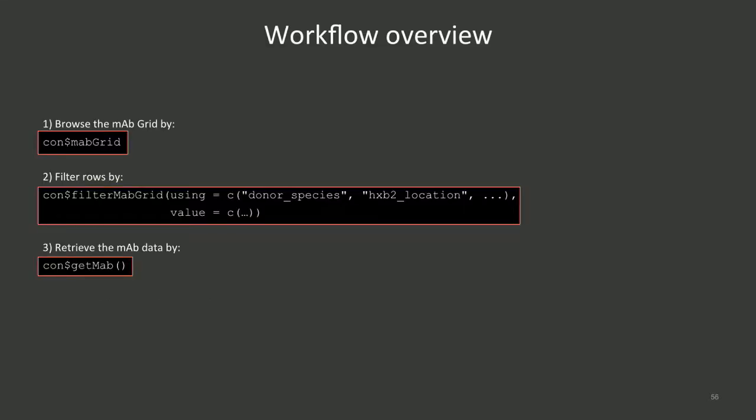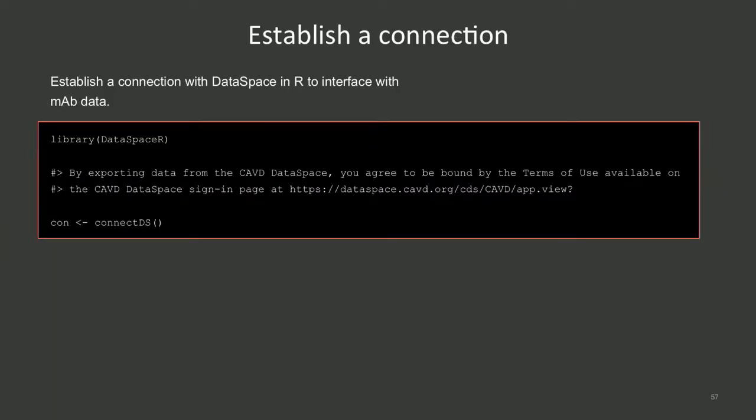Also, a programmer that we work with, his name's Ju, has been maintaining DataSpace R, which is a package that you can get off GitHub. DataSpace R is an R API that enables you to query the database or DataSpace directly from R and retrieve R-friendly objects. Getting MAB data using DataSpace R is really straightforward. Once you establish a connection variable, you can browse a MAB grid by calling the MAB grid method, then filter rows by calling a filter MAB grid method, and then retrieve your data by running get MAB. It's very straightforward. What are we looking at here?